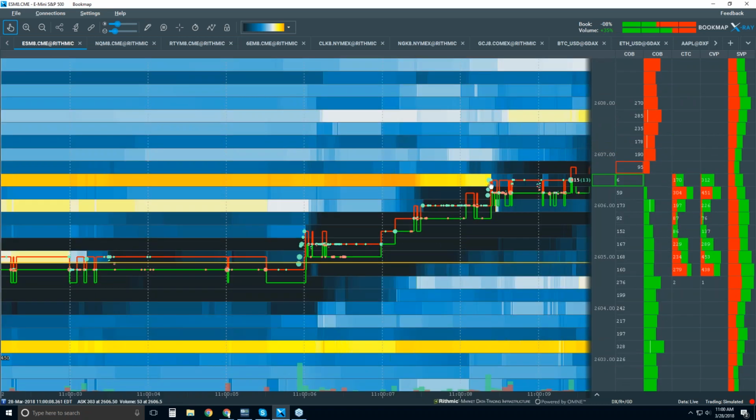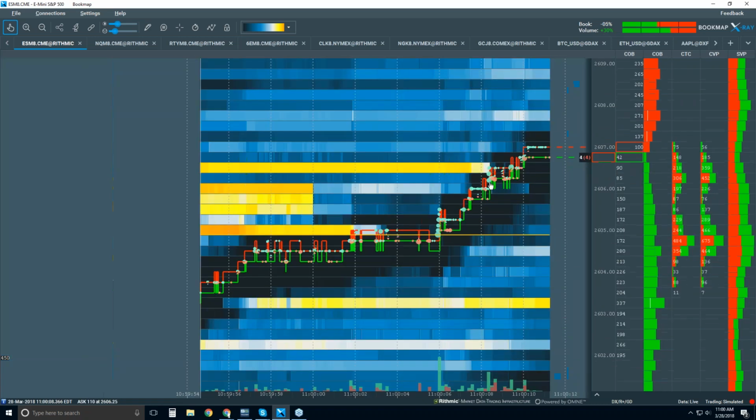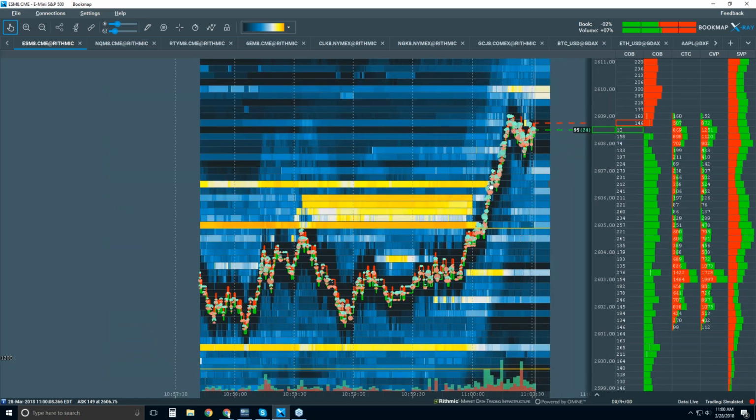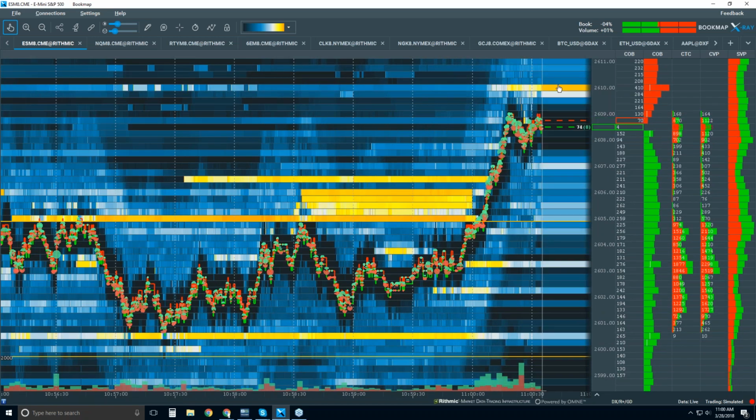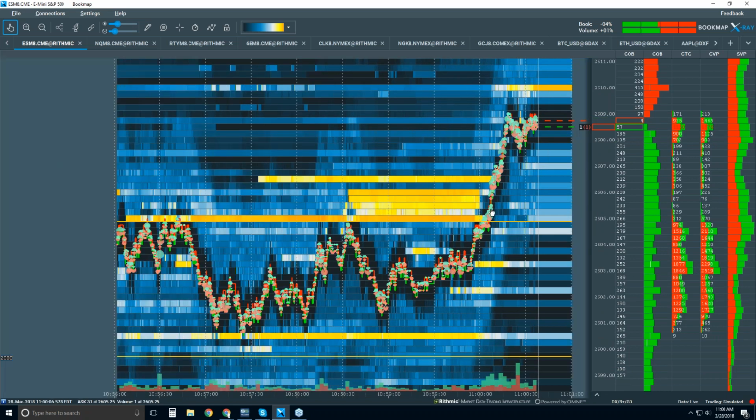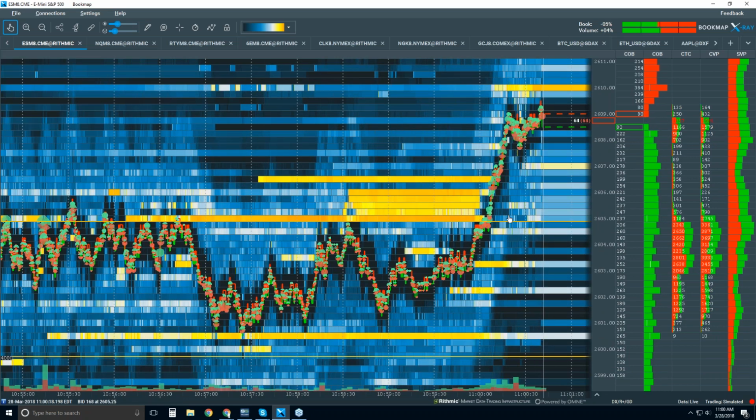Some of it stayed in here, no question. The buyers are targeting high liquidity. Let's get up to 10 here now. It's a pretty strong move here.